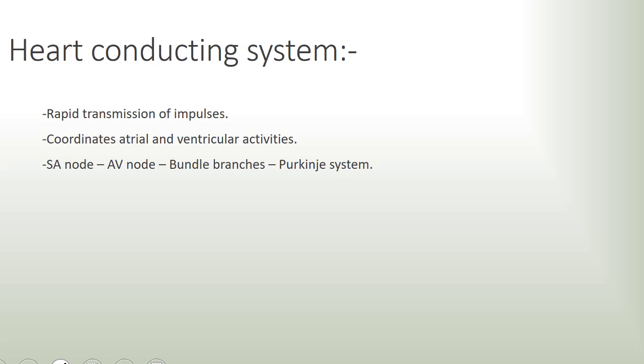Hello everybody, today we're going to be talking about the heart conducting system. The heart needs a conductive system to allow the impulses to travel throughout the myocardium very quickly. It is also necessary to coordinate the activities between the atria and the ventricles, and it is composed of the SA node, the AV node, the bundle branches, and the Purkinje system.